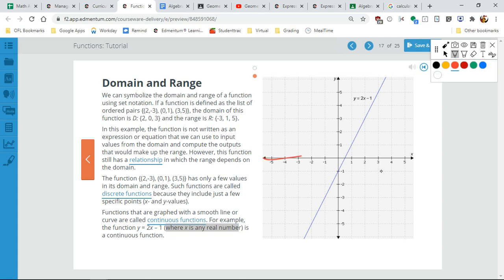So what's our input? Every number on this. What's going to be our output? All the numbers going this way. Sometimes your output is limited.